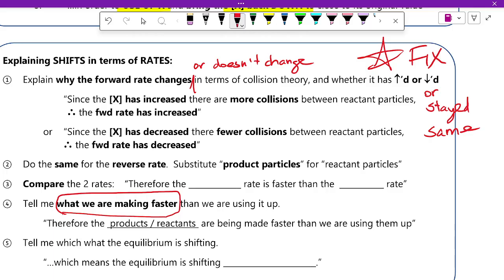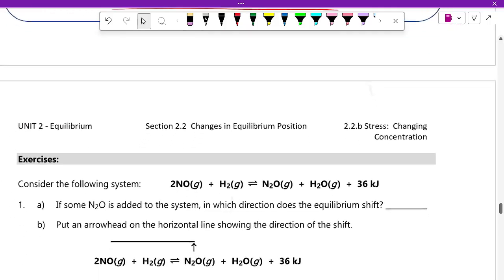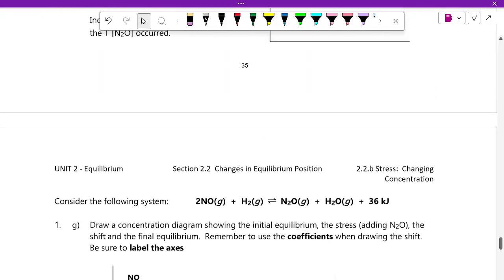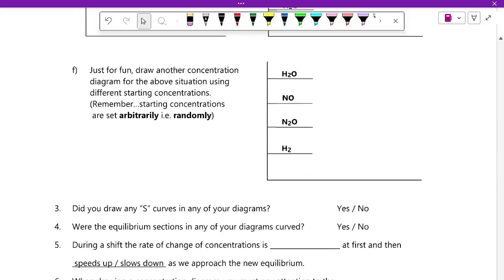Do you have to follow that script exactly? No, but you need to get the essence of it. And I find that often students in grade 12 need the script to get the essence. But if you feel you can, go off script, that's fine, as long as you've got everything in there that you need.